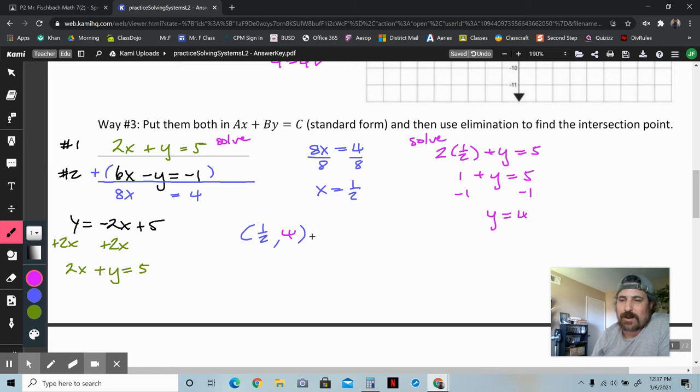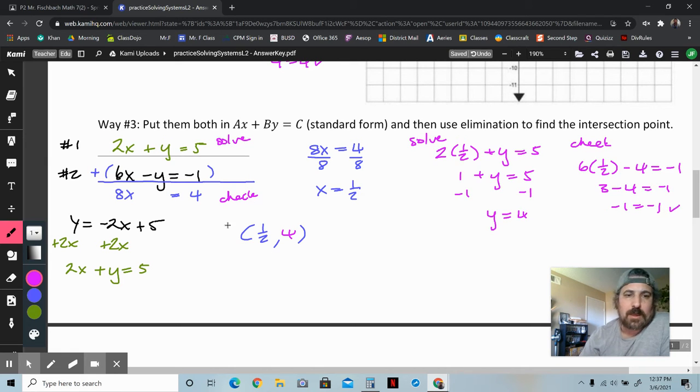But why not? What's the harm? If I wanted to check it using elimination, I would just plug into the other equation. So I would check over here: 6 times the value of x, which is 1/2, minus the value of y, which is 4, is equal to -1, and then 3 minus 4 is -1. Hence, we have a correct answer.